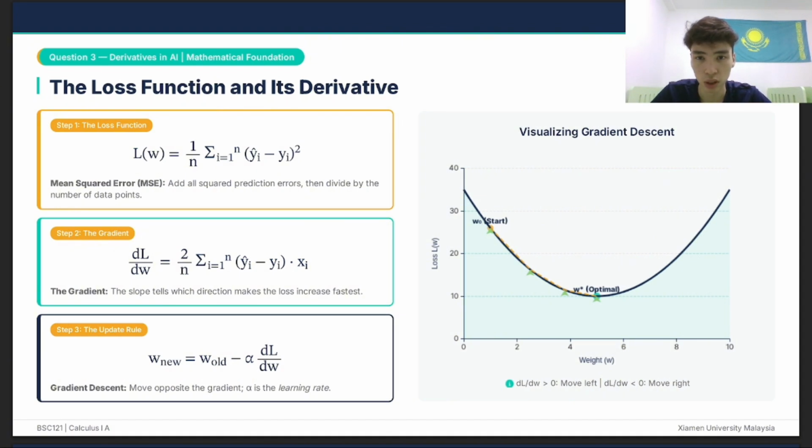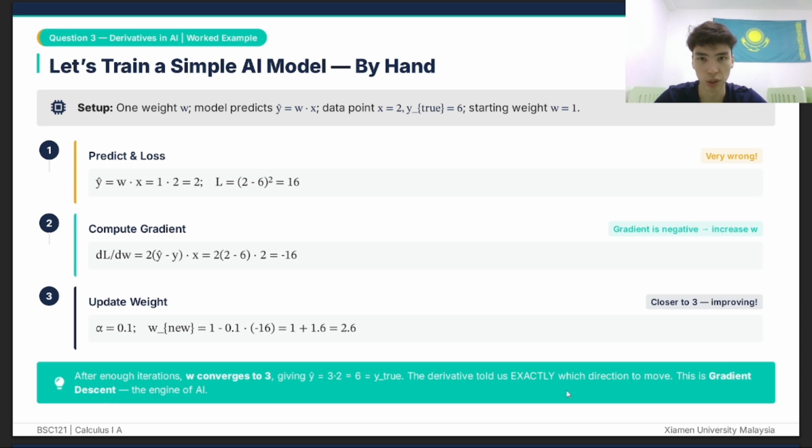So step 3 is the update rule, known as gradient descent. We update the weight in the opposite direction of the gradient, using a learning rate alpha to control the step size. Let's solidify this by training a simple AI model by hand. Our setup is simple: one weight, that is w, and the model predicts y prime equals w multiplied by x. We have a data point of x equals 2 and the true value y equals 6. We start with a random weight, for example 1, and move to the prediction and loss.